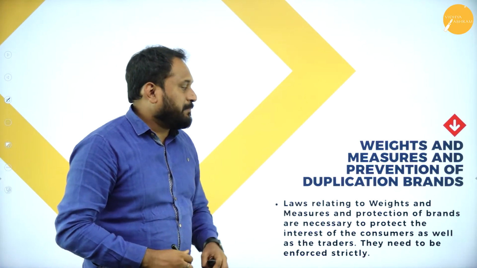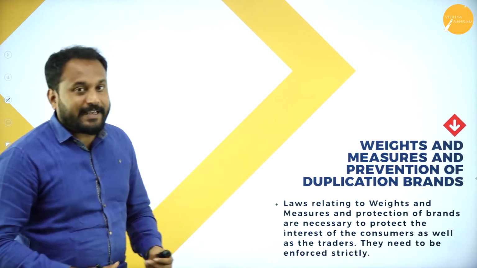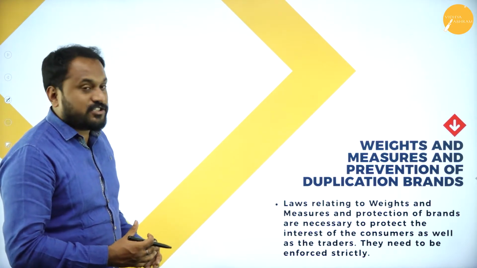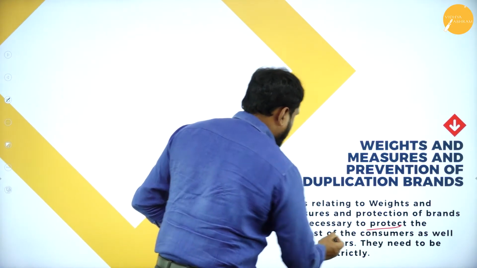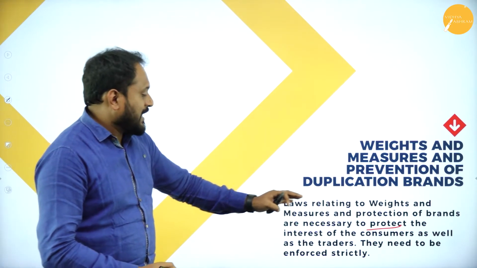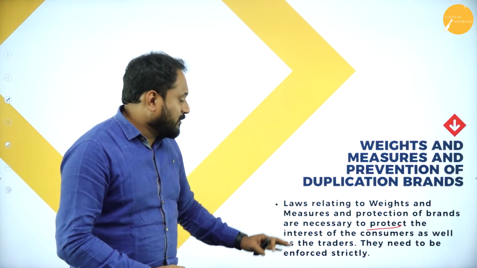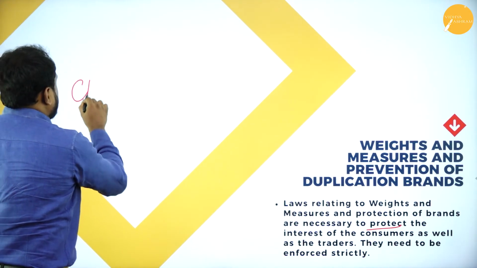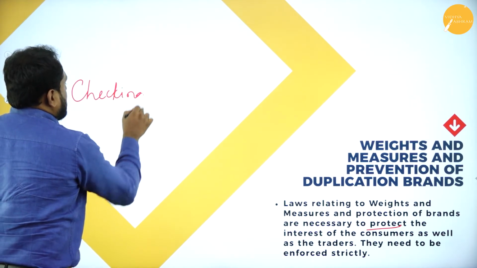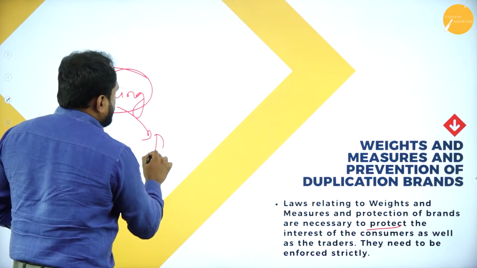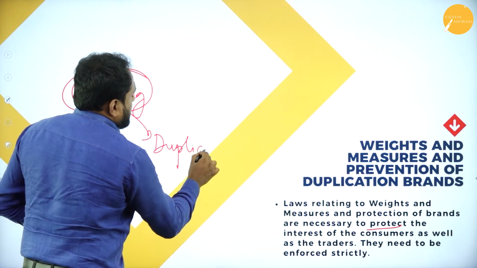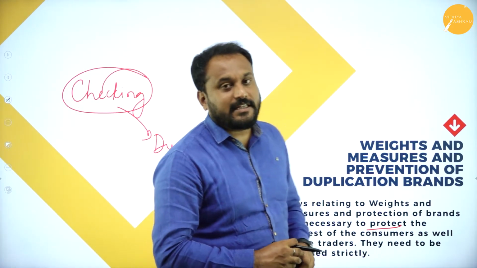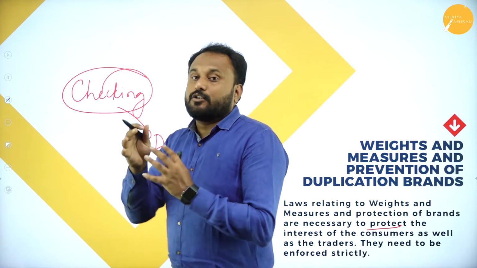Next is weights and measures and prevention of duplication of brands. Now, laws relating to weights and measures and the protection of brands are necessary to protect the interests of the consumers as well as the traders. They need to be enforced strictly. So the Chamber of Commerce always keeps on checking, and if anywhere you see any duplicates, right, that is what the Chamber of Commerce and Industry will come and seize.